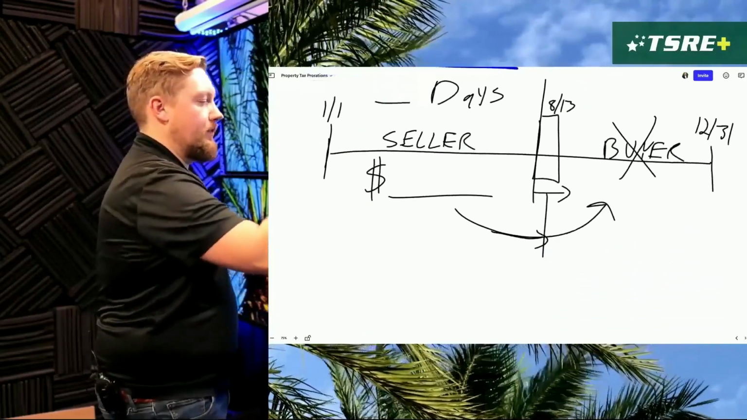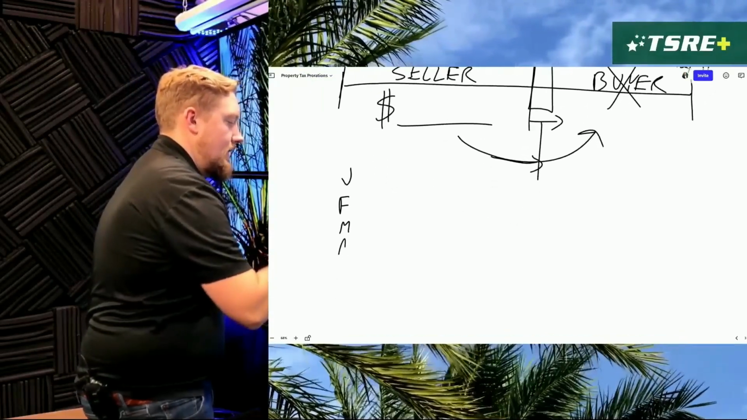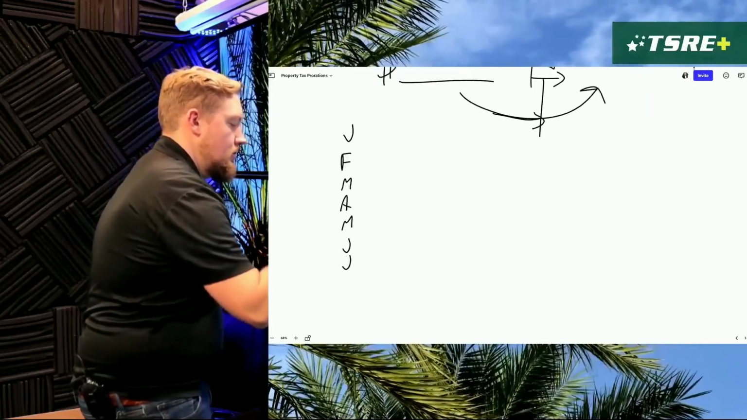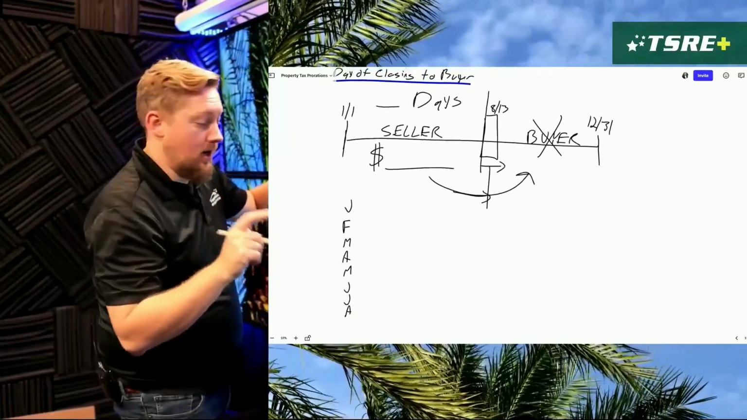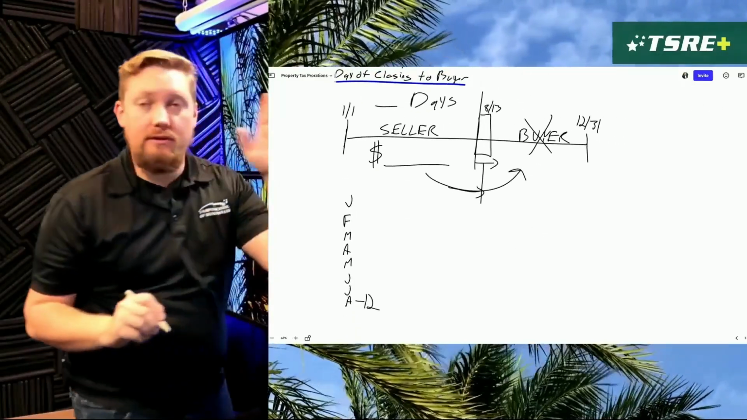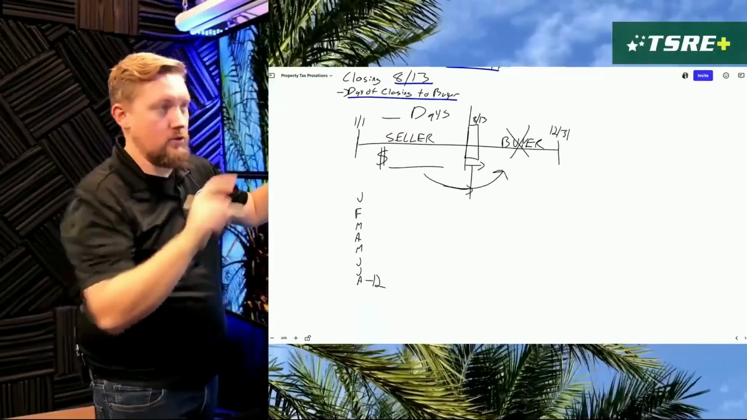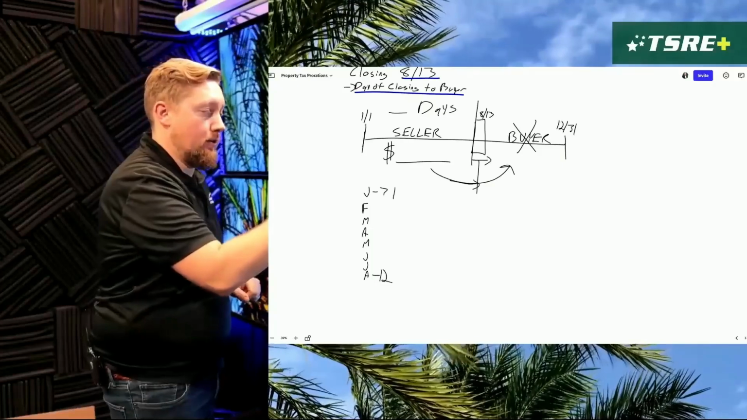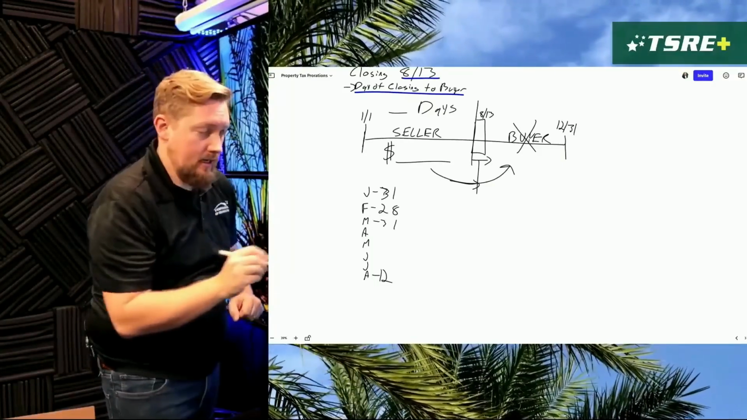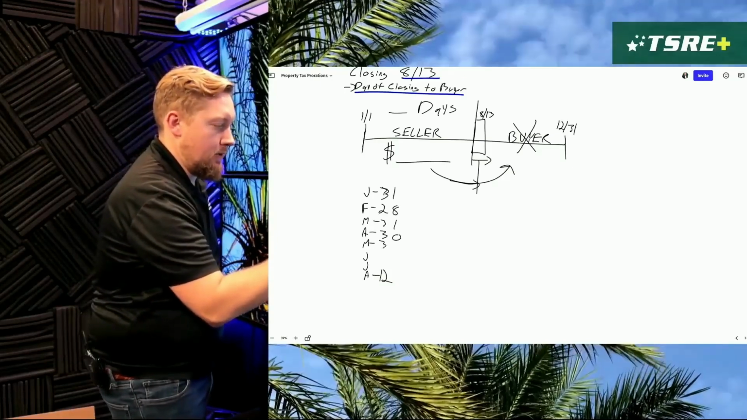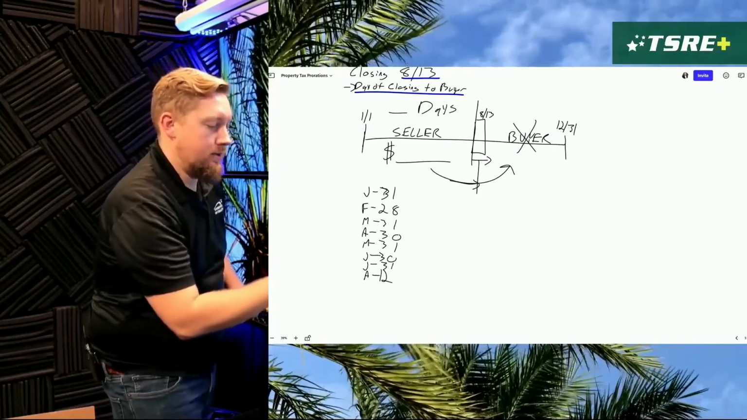Now, just like we solved before, we've got January, February, March, April, May, June, July, and August. We're only counting 12 days in August because we're not including the day of closing, because day of closing belongs to the buyer. So only 12 days in August, 31 days in January, 28 days in February, 31 days in March, 30 days in April, 31 days in May, 30 days in June, 31 in July.